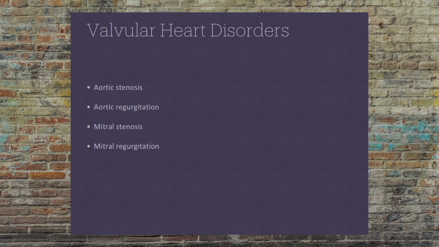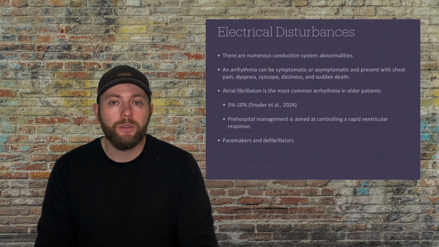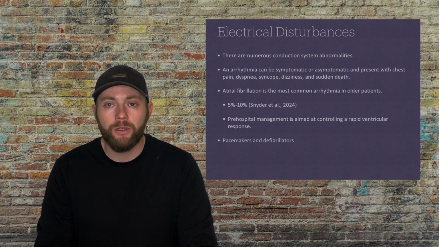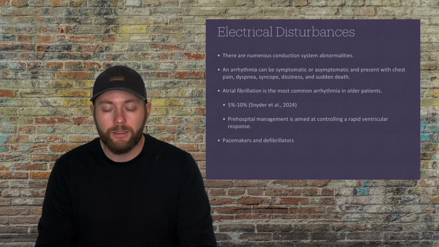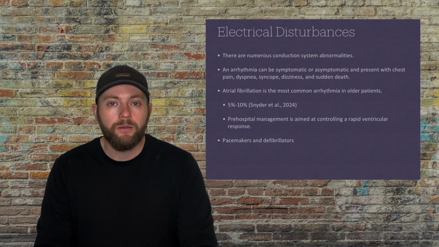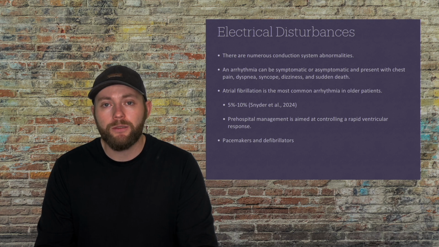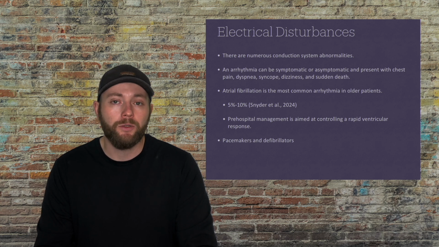in older patients. There are numerous conduction system abnormalities in older patients with a varying degree of severity, from symptomatic to asymptomatic, creating symptoms such as chest pain, dyspnea, syncope, dizziness, and even sudden death. The management for conduction system abnormalities in older patients is the same for any other patients. We should follow our local protocols for guidance on how to manage specific heart rhythms.